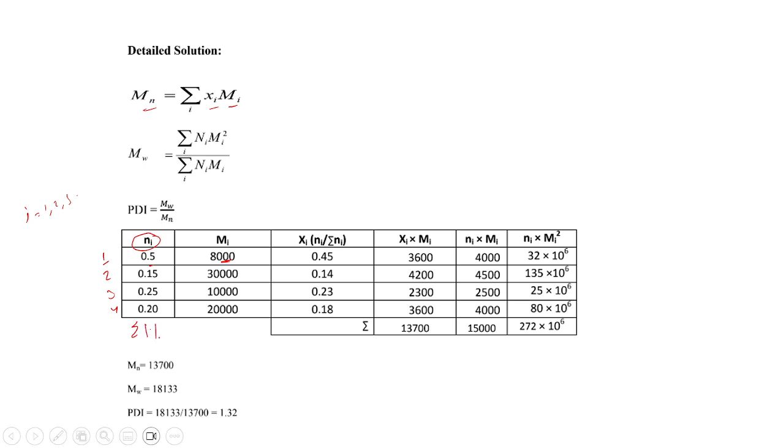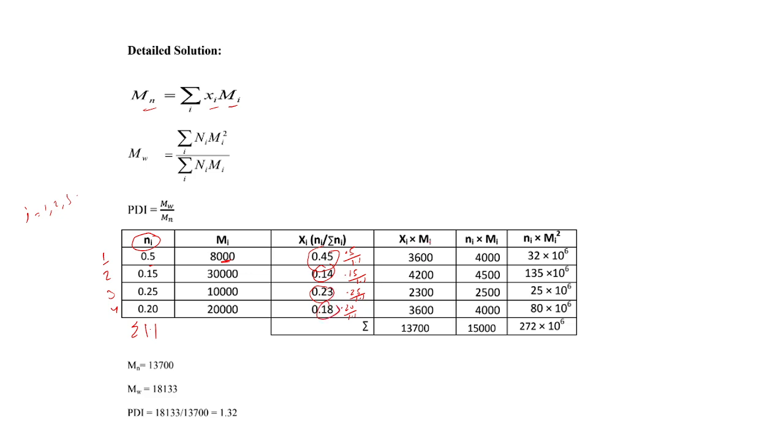Then you need to find xi. So 0.05 divided by 1.1. Yes, now it's okay. Similarly, here you are doing 0.15 divided by 1.1, here 0.25 divided by 1.1, and here 0.20 divided by 1.1. So by doing this, you are getting these values. Okay, first thing is clear.